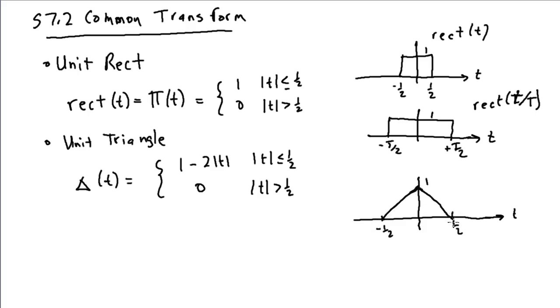in this textbook the triangle function is also defined as having a width of 1. In some books it's actually defined as having a width of 2, and it's the result of convolving the unit rect with itself, but we'll use this definition in this textbook. And then there's another function that appears quite often in our Fourier transform work.